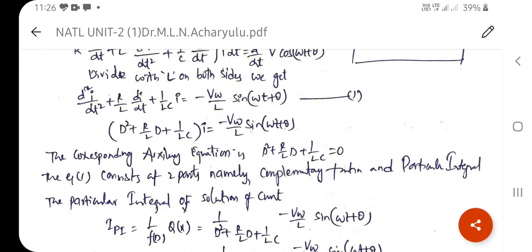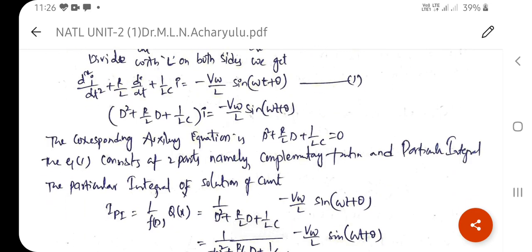Now we are going to find the roots of the final equation. The solution of equation 1 is in two parts: the complementary function and the particular integral. For the complementary function, which comes from the auxiliary equation, we first find the roots: minus b plus or minus root of b square minus 4ac, by 2a. In that formula we apply all these parameters and find the complementary function of the given differential equation.